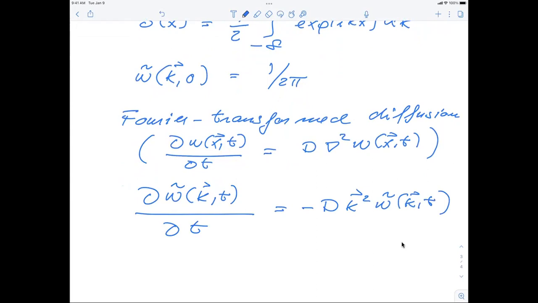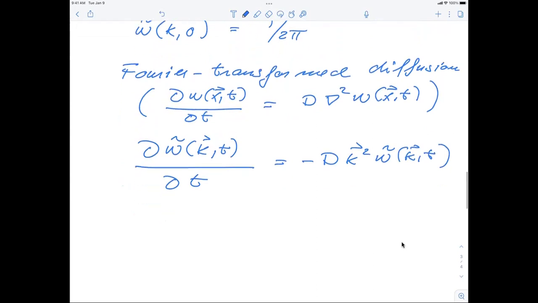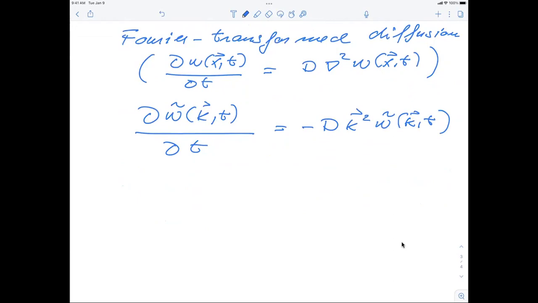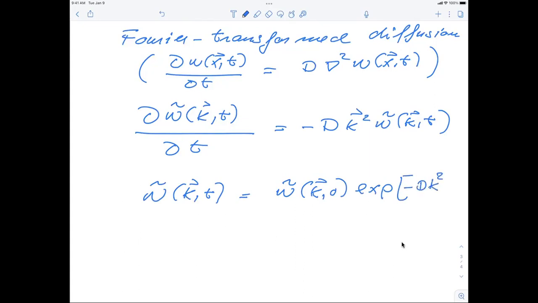Now, this is something which is pretty easy to solve, right? So when we simply integrate this up, this gives us just an exponential. So what we would get then is k of t, and then we know the value at t equal to 0. So that will be given by w of k0 multiplied with the exponential here of minus d of k squared times t.